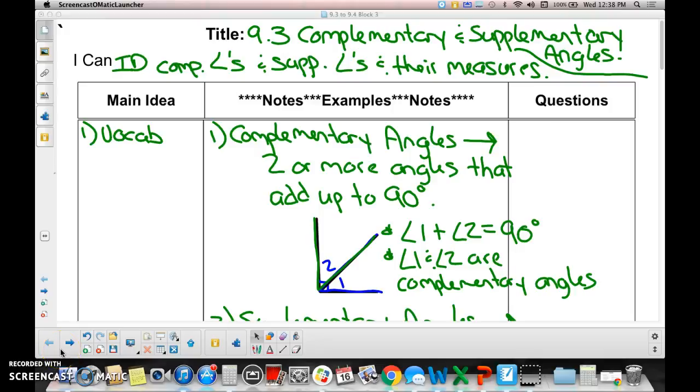Tristan, what is the title of our notes today? 9.3 Complementary and Supplementary. Complementary and supplementary angles.